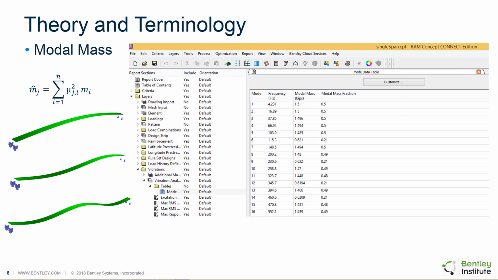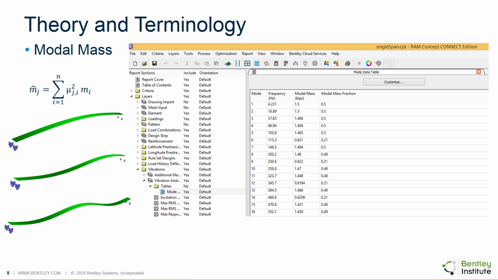If we look at that value for the simply supported beams we looked at in one of the first slides, we've got the first three modes shown here, and you can see that the modal mass for each of those is half. So half of the mass, if you were to replace the simply supported beam with a single degree of freedom system, you would use half of the total mass of the beam.